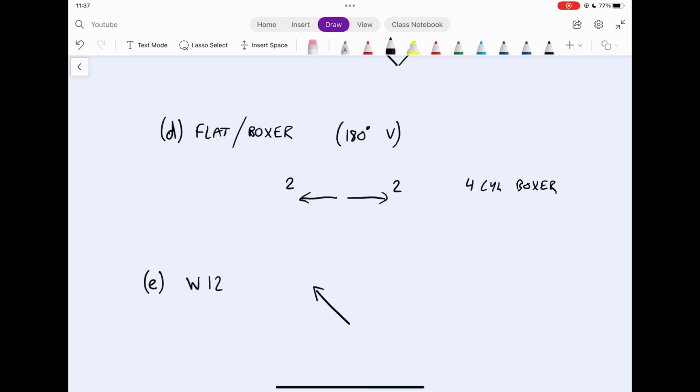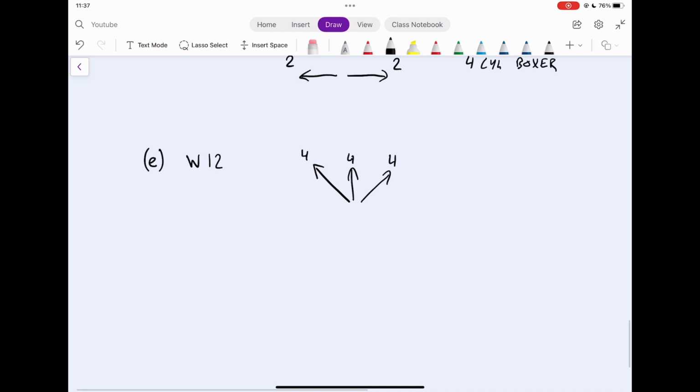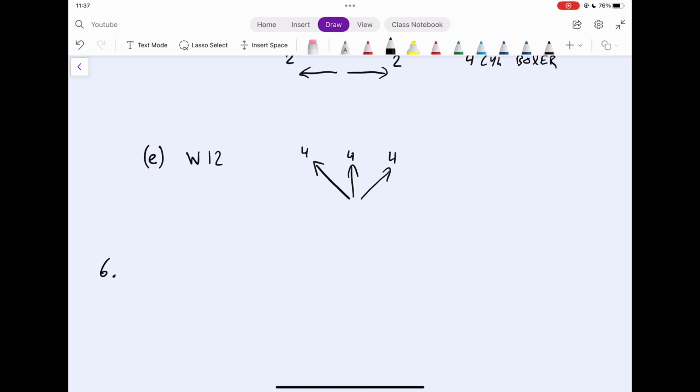Now the last type of engine is a little bit of a quirky engine. It's called a W12, and some people have some misconceptions about that. But a W engine has 3 banks of cylinders with 4, 4, and 4 as shown here.